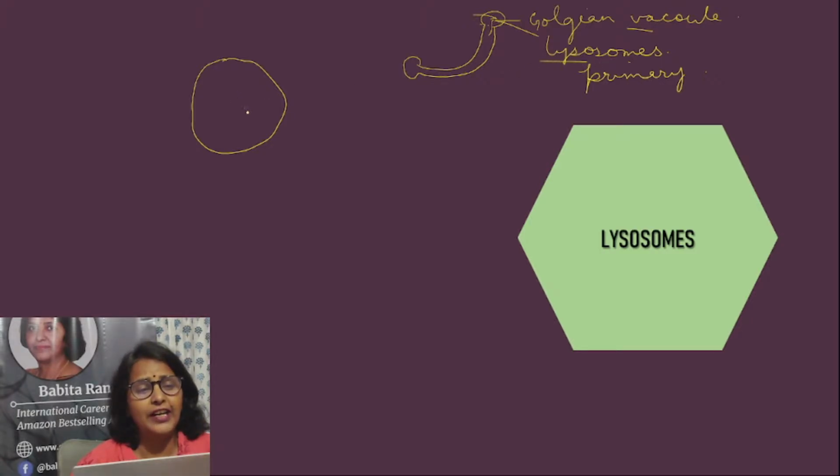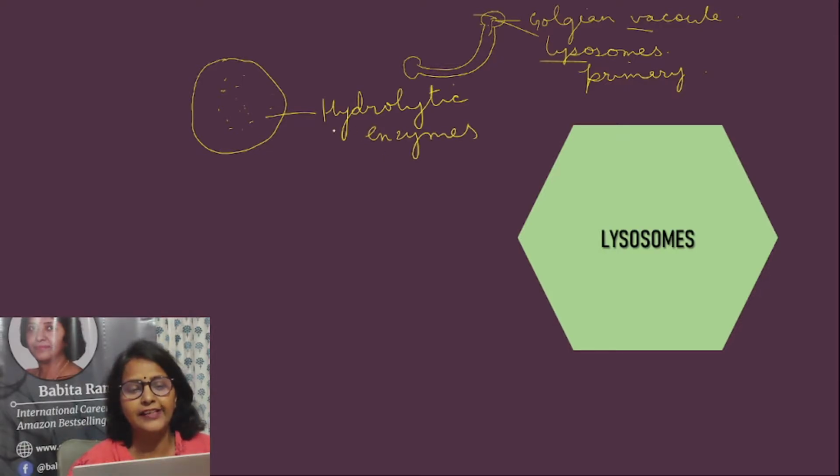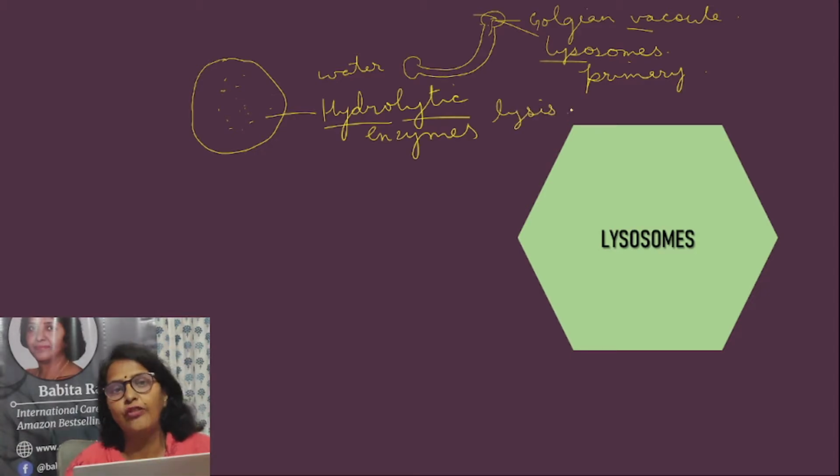This lysosome contains certain hydrolytic enzymes which are capable of digesting different substances which enter inside it. What do I mean by hydrolytic enzymes? Hydro means water, and lytic comes from lysis. So, breakdown of something in presence of water. The enzymes which are capable of breaking something in presence of water are called hydrolytic enzymes. So, lysosomes have hydrolytic enzymes present in them.